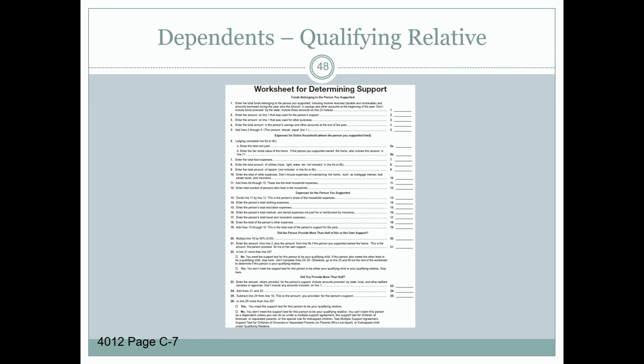Okay, the next section is where you're actually comparing what was paid by the person to what your client provided to see did the person provide more than 50% of their support. Okay, then the bottom section is if we were trying to see if they qualified as a relative instead of a child, where your client would have to show that they actually provided more than 50% of their support.